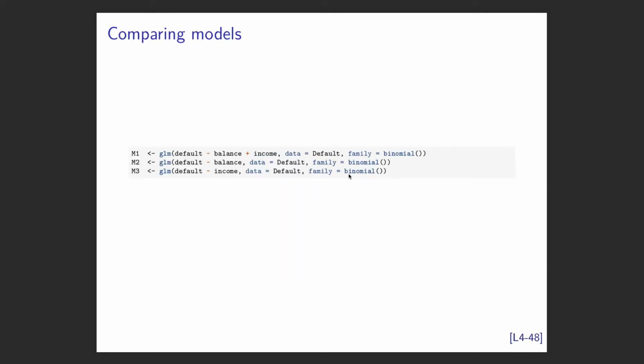So, what I'm going to do is I'm going to actually compare. I've got 3 models, M1 up to M3. I can fit a general linear model. I've got family equals binomial, so we're doing logistic regression. Model 1 has both balance and income as predictors. Model 2 has just balance, and Model 3 has income. The response variable is default, with values yes or no.